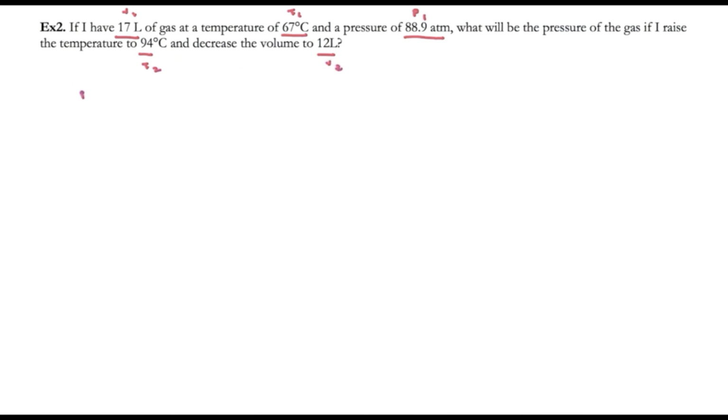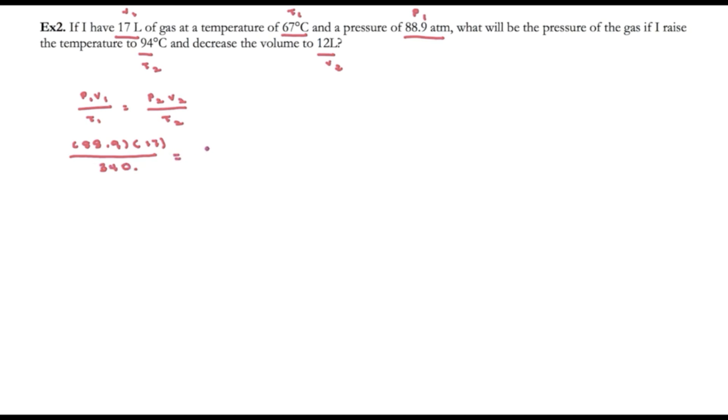All right, so my pressure is 88.9 atmospheres. My volume is 17 liters. And my temperature, I need to take 67 and add 273 to that. So I get 340. And I'm going to put 340 point because I just don't want any decimal places, but I want all 3 of these numbers to be significant.